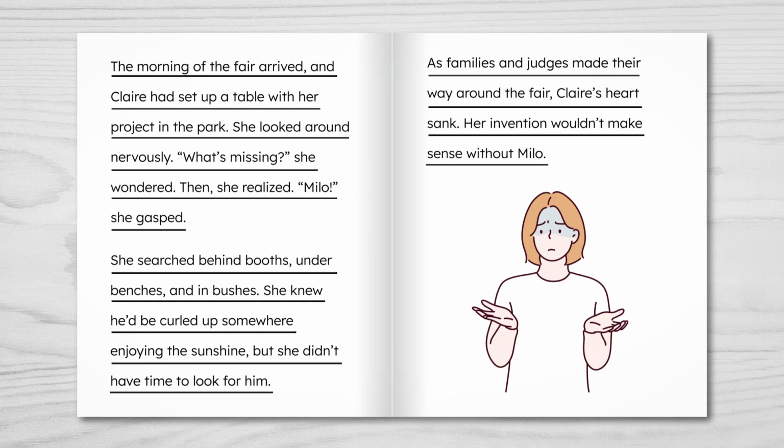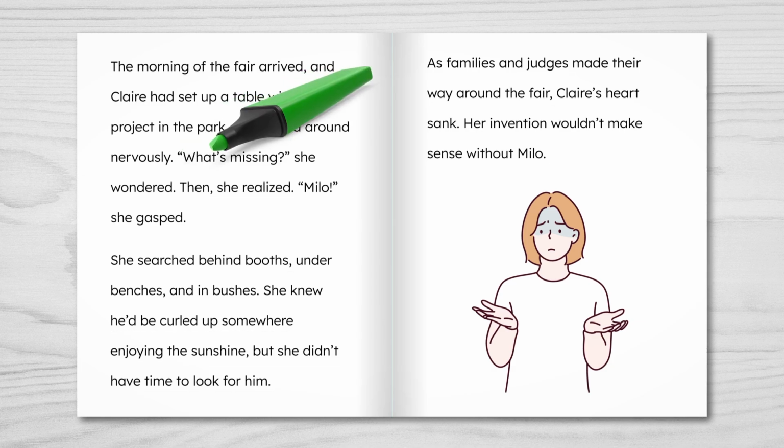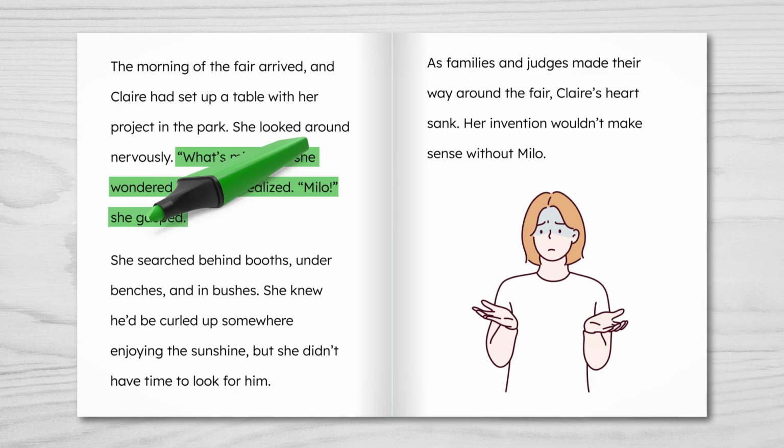What does the author tell us in this part? Claire is getting ready at the science fair, but she realizes that Milo has disappeared. This is the problem in the story. Do you know what this story element is called? It's the conflict, which is the problem or struggle that the main character faces.